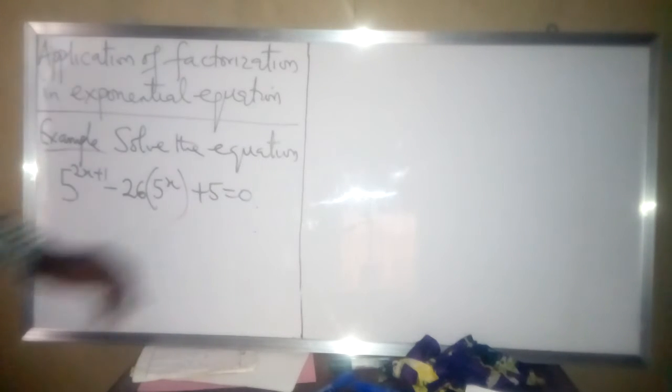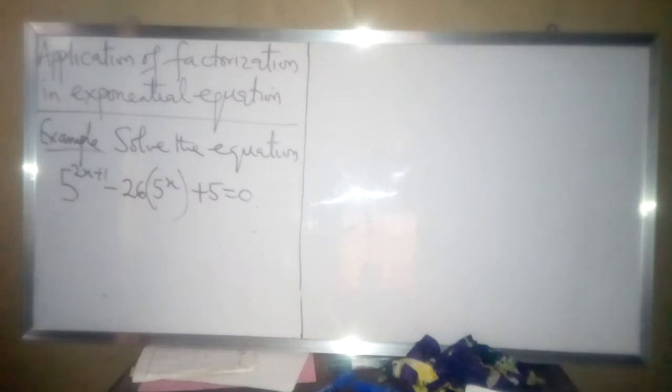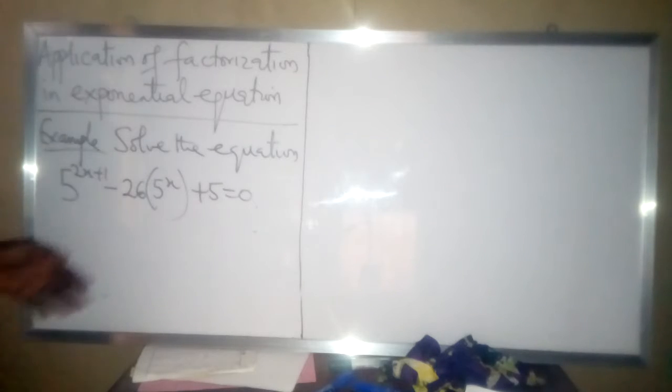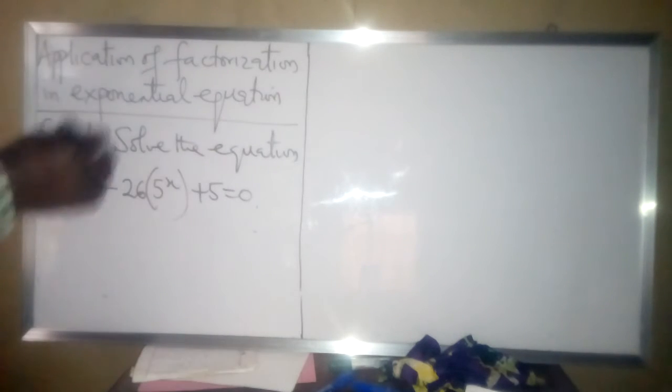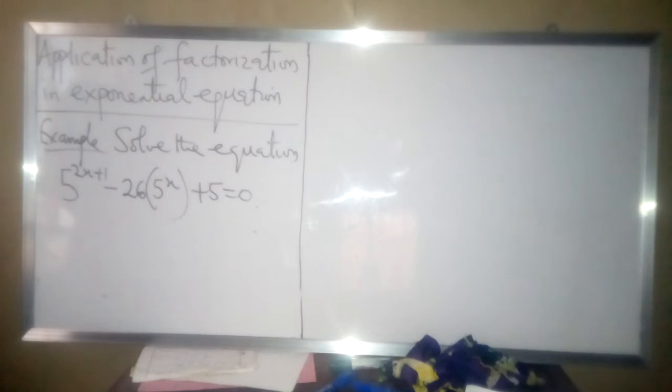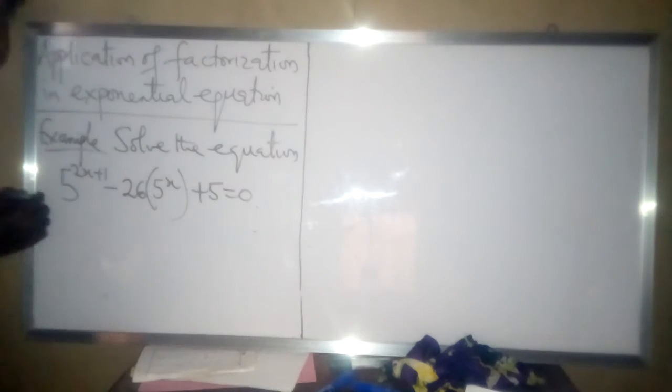Example: solve the equation 5^(2x+1) minus 26 into bracket 5^x plus 5 is equal to 0. This is an exponential equation because it has exponents. The exponents here are 2x plus 1 and x. So it looks like an indicial equation. Invariably, exponential equation is a transformation of indicial equation. So how do we solve this?